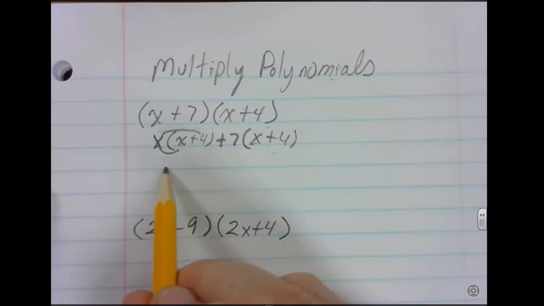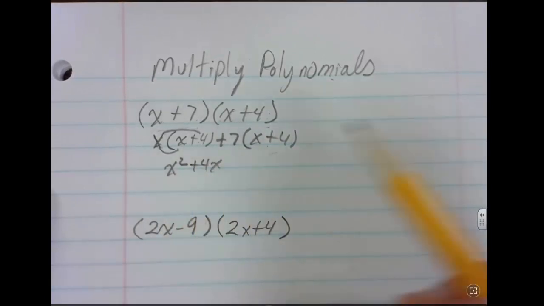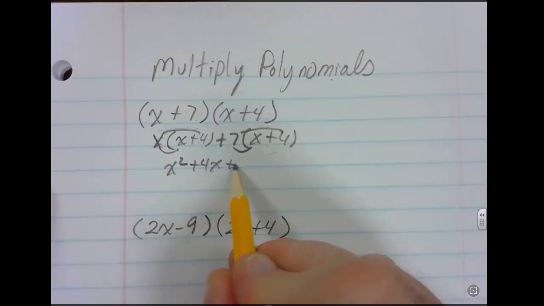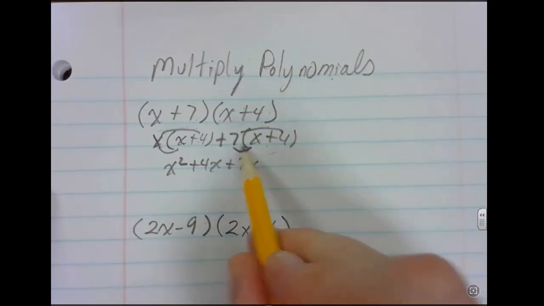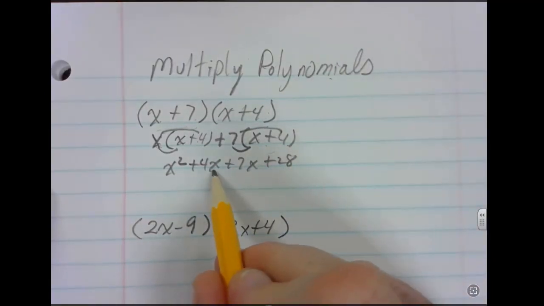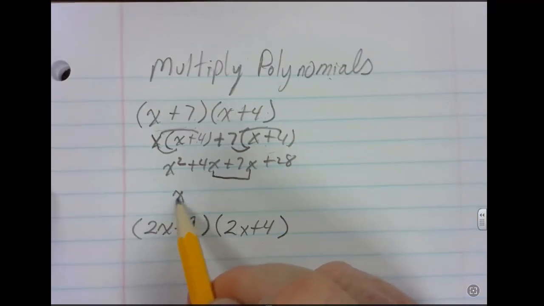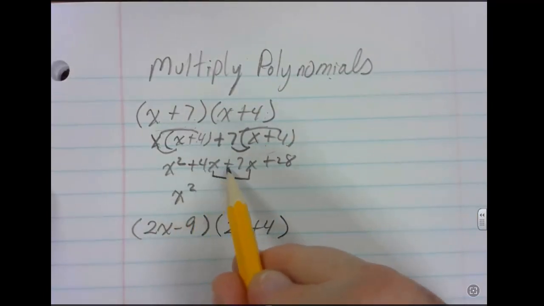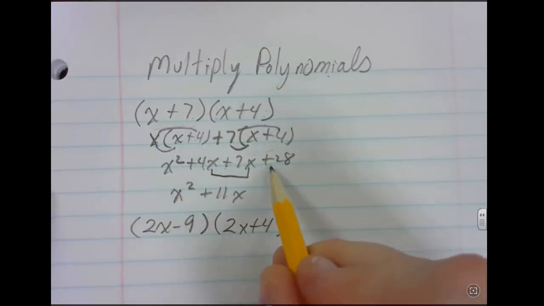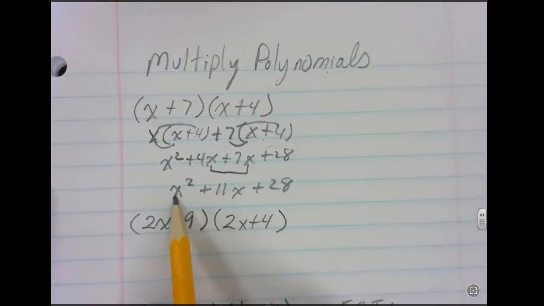X times x is x squared. X times 4 is positive 4x. Now distribute here and here. 7 times x is positive 7x. 7 times 4 is positive 28. Now we're not done because we can still combine like terms here. So the x squared has nothing to combine with, so we bring it down. We have x squared. 4x plus 7x is going to give us 11x. So x squared plus 11x plus the 28 on the end. And this is your final solution.